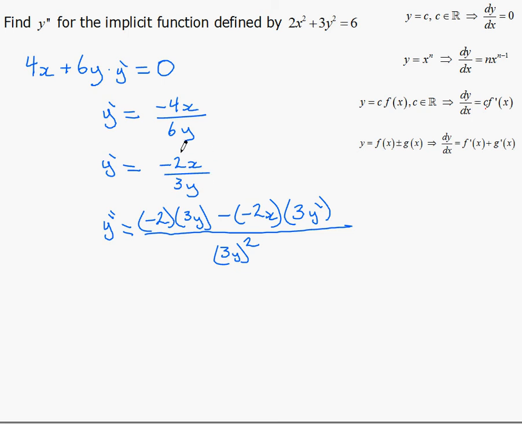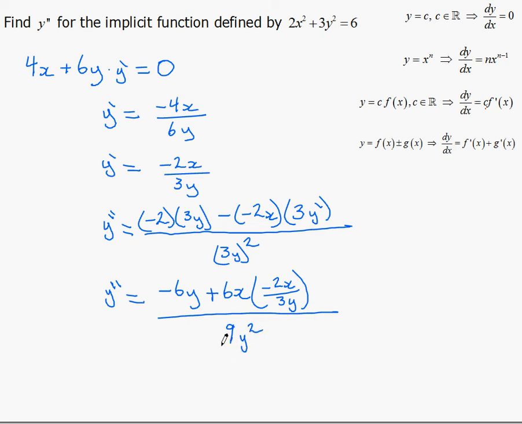Since we know the first derivative is this, we can substitute that in for y prime, and we'll do that, giving us -6y plus negative with negative 6x times, for y prime, -2x over 3y, all over 9y squared. And we can do more simplification, but for our purposes this will be enough right now. The second derivative is this with respect to x and y.